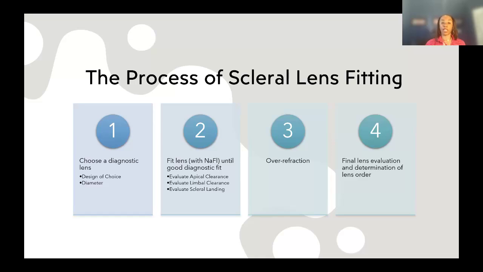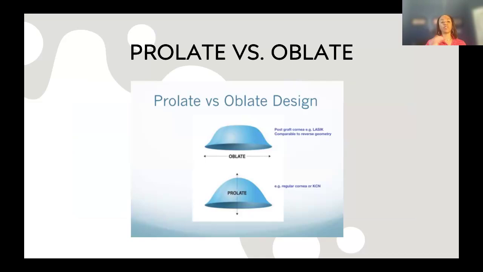You want to get good apical clearance, limbal clearance, and you want to land on the sclera. Then we over refract and put all that together in order. So how do we decide if we're going to choose a prolate or an oblate design? Oblate is usually for post-LASIK, post-refractive surgery, post-PRK.